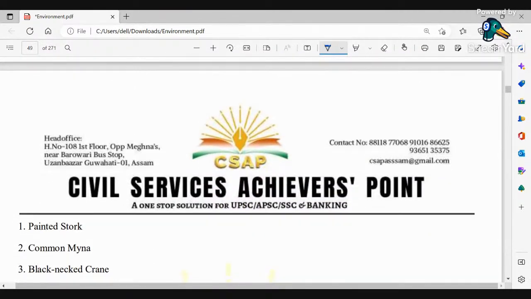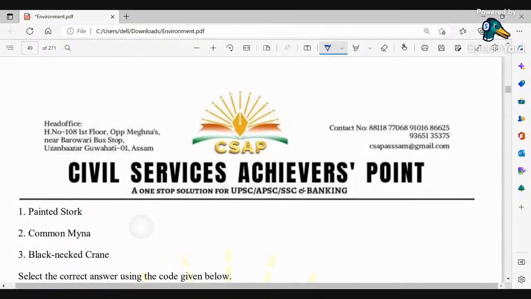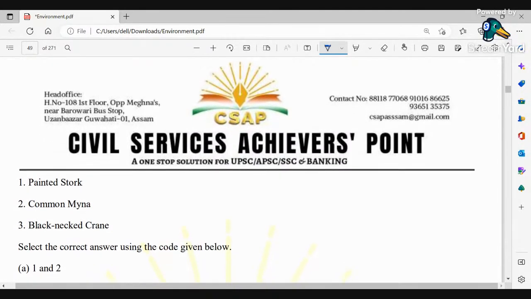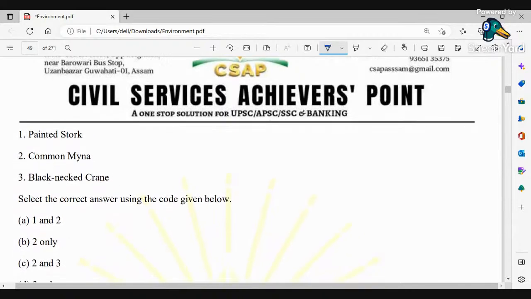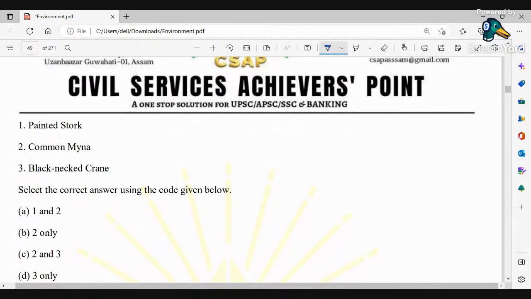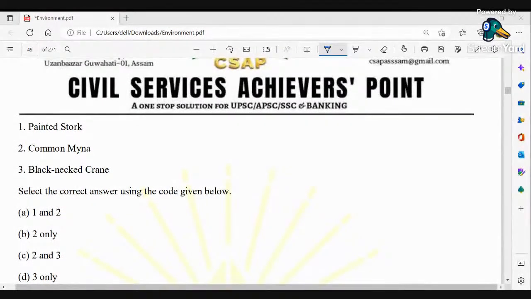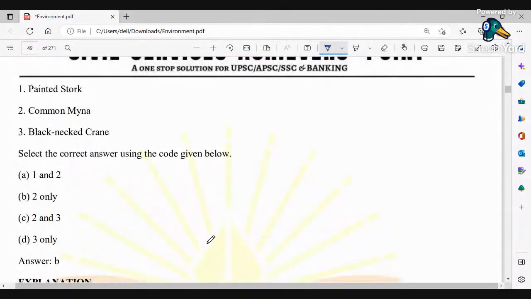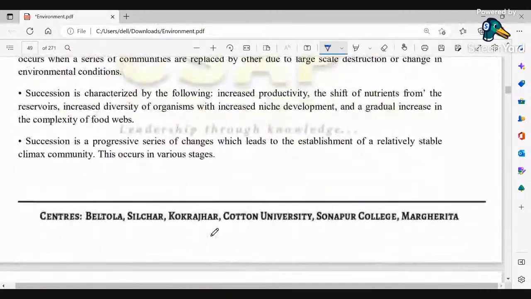Painted stork, common myna, black-necked crane. Okay, so what are the options that are suitable with respect to such birds? Anyone with the correct answer? D. Okay, so here we could see that only this important bird is crucial when we see it along the countryside. So therefore common myna is the one with the correct option. Okay, next.